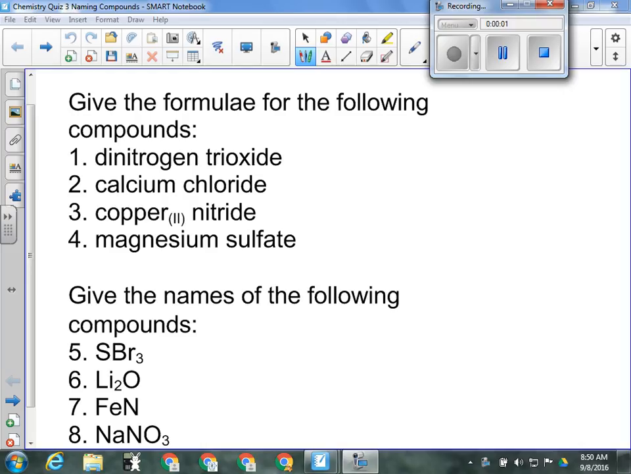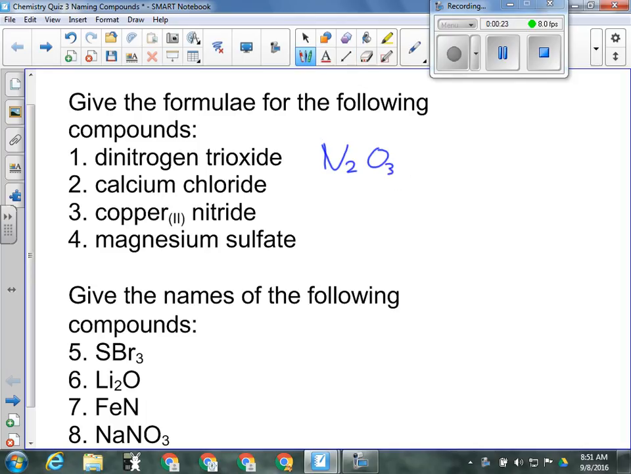So for the first four here, we want the formulas. Dinitrogen trioxide is a molecular compound because it's got prefixes in it. So we need a 2 on the N because the prefix is di, trioxide, that's 3. Our formula is N2O3, that's a 3. There we go. That still doesn't look like a 3. It's supposed to be a 3.